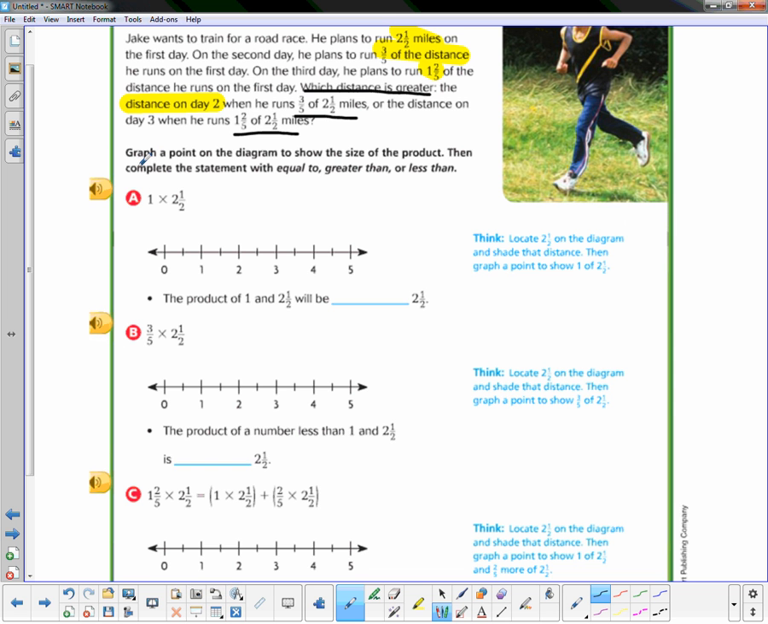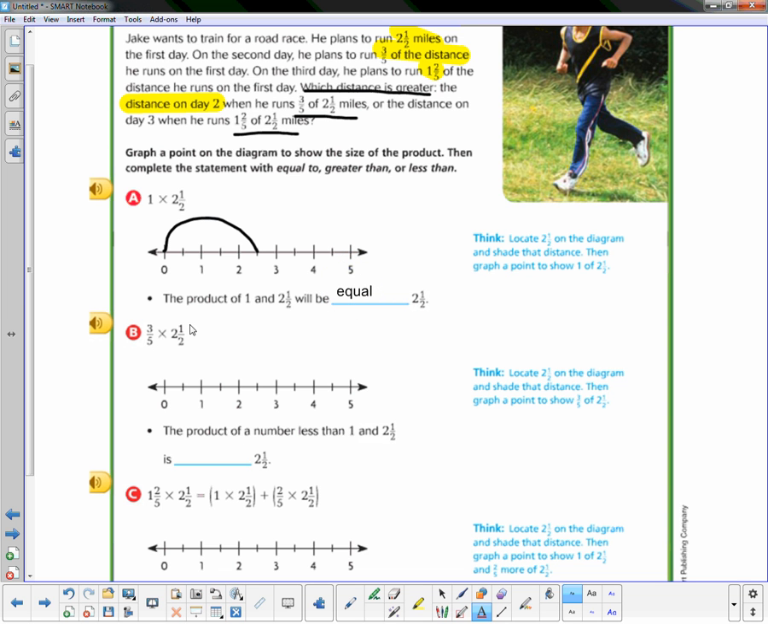And we're going to graph a point on the diagram to show the size of the product and complete the statement. So 1 times 2 1/2. Notice we have our half marks here. 1 times 2 1/2. Oh, let me try that again. Because my 2 1/2 is right here, and I'm timesing it by 1. It'd be 1 jump. So the product of 1 times 2 1/2 will be equal to 2 1/2. It stays the same.